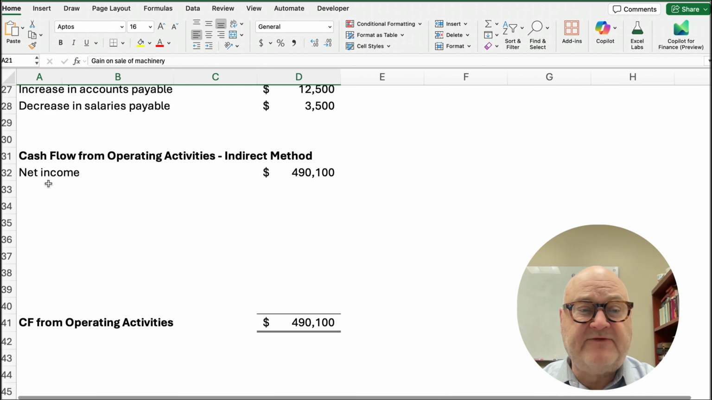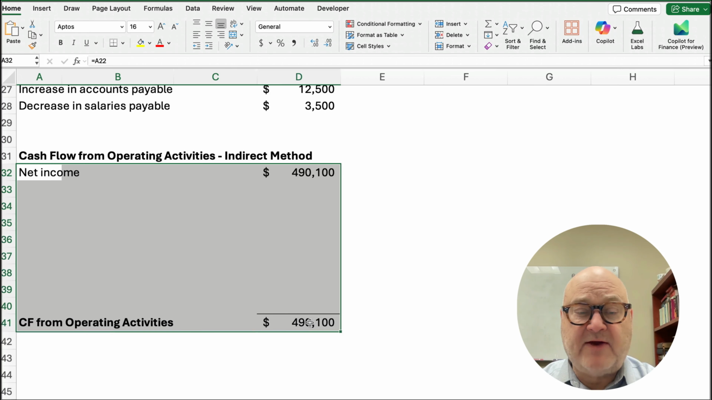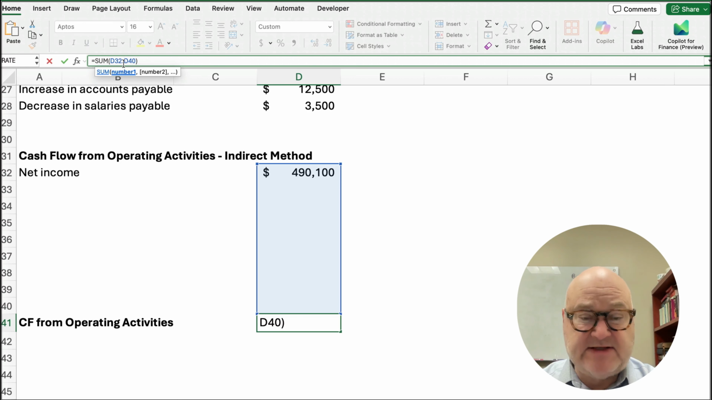All right, so what I've done, I've just set up this little chart and I've got it where it's summing the entire range just so it's a little bit quicker.